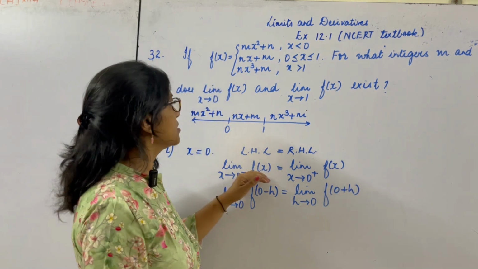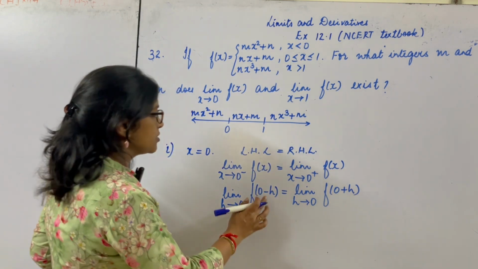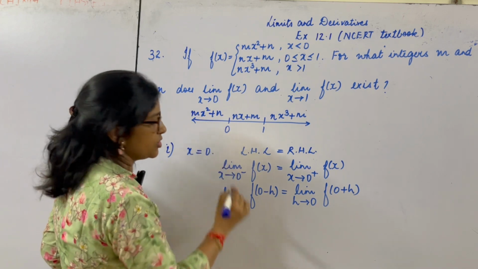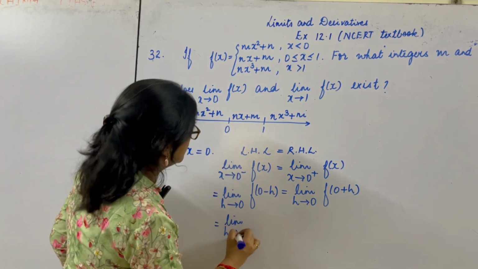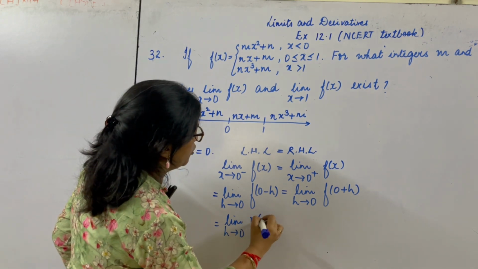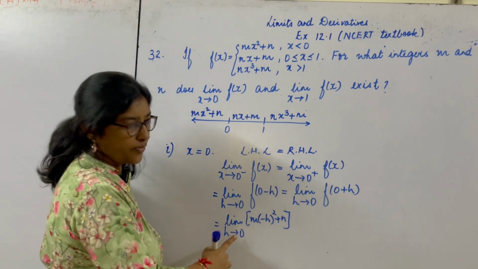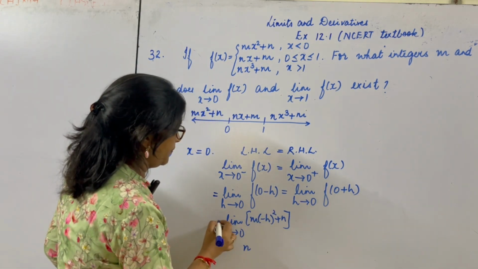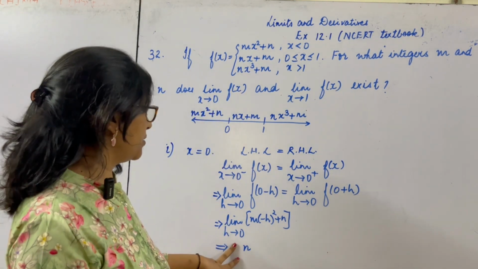If not, you can simply write the f(x) value and put x tends to 0. So, this is f of minus h. For x less than 0, put minus h: m(minus h) square plus n. Simplify and putting h as 0, we have n. The limiting value for the left hand limit is n.